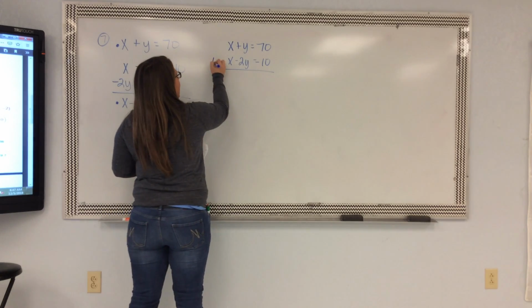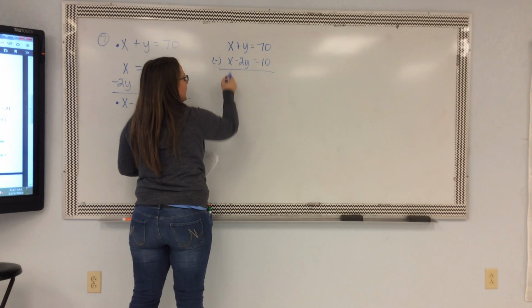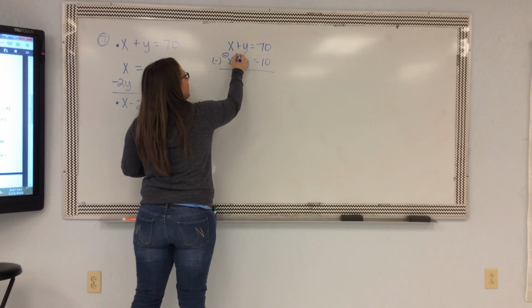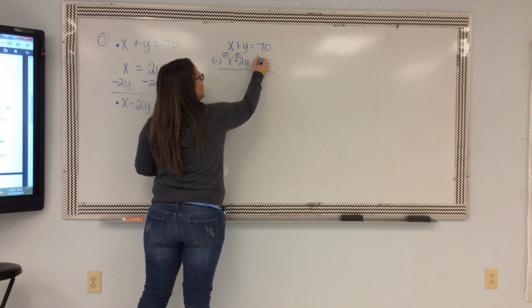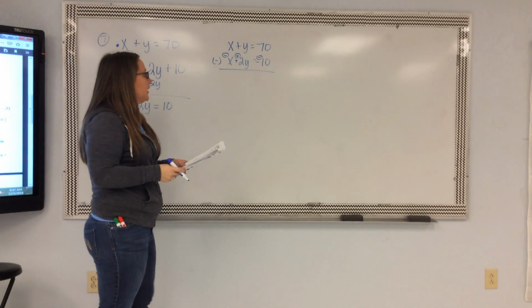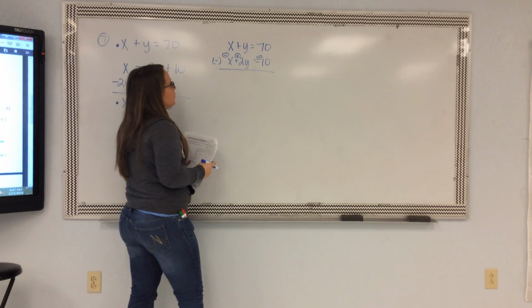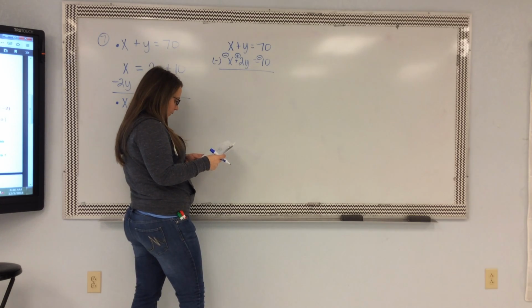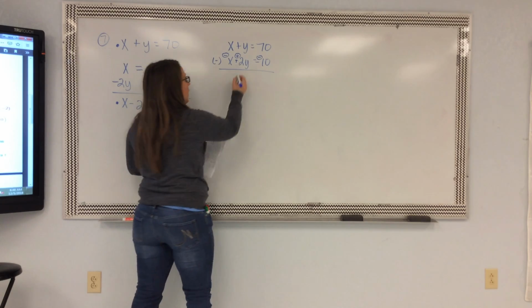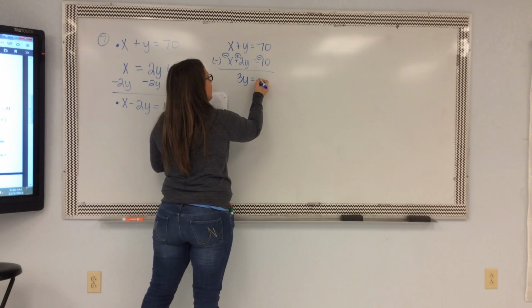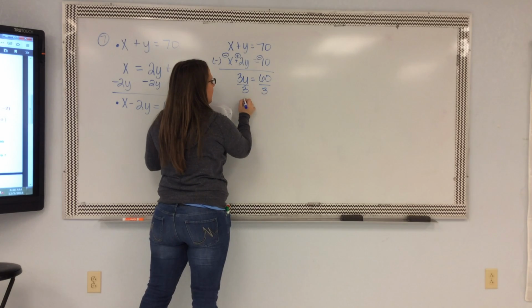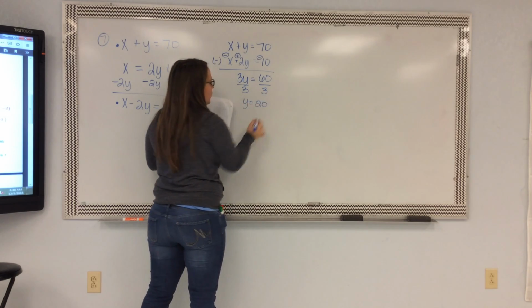So I'm going to distribute a negative through here, so those x's will cancel out. So this becomes a negative x, this becomes a positive 2y, and this becomes a negative 10. Okay? x minus x goes away. y plus 2y becomes a 3y, and 70 minus 10 is 60. So if I divide both sides by 3, then y is equal to 20.